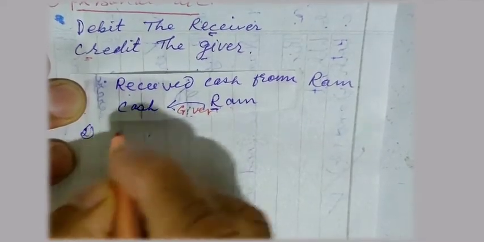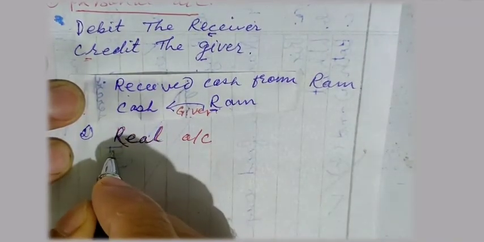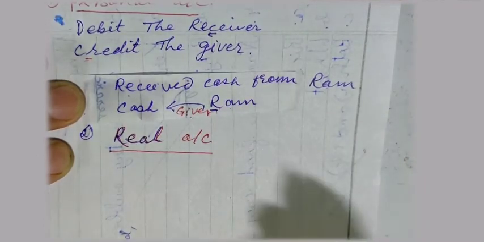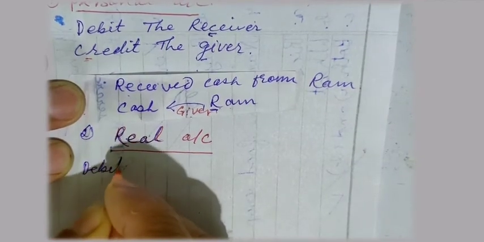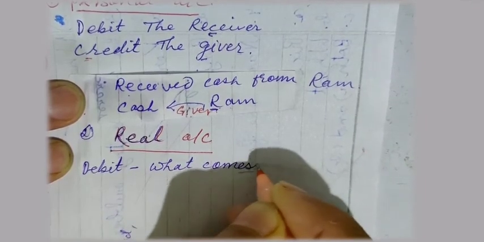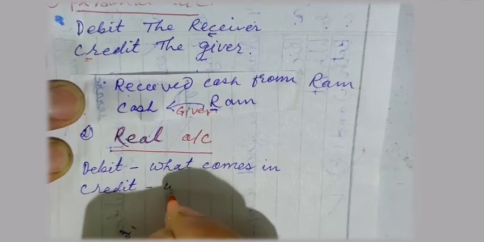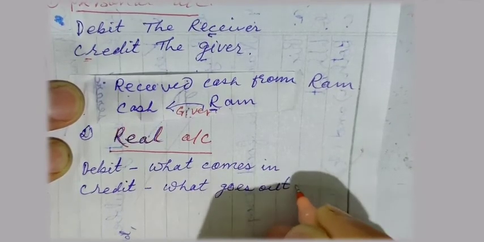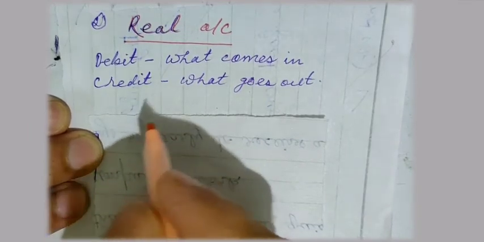Number two is real account. And for the real accounts, the rule is: debit what comes in, credit what goes out. I'll show you how to use these rules afterward.